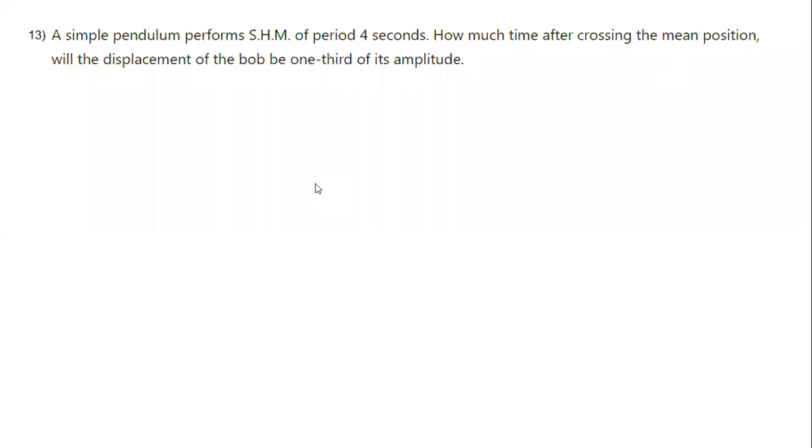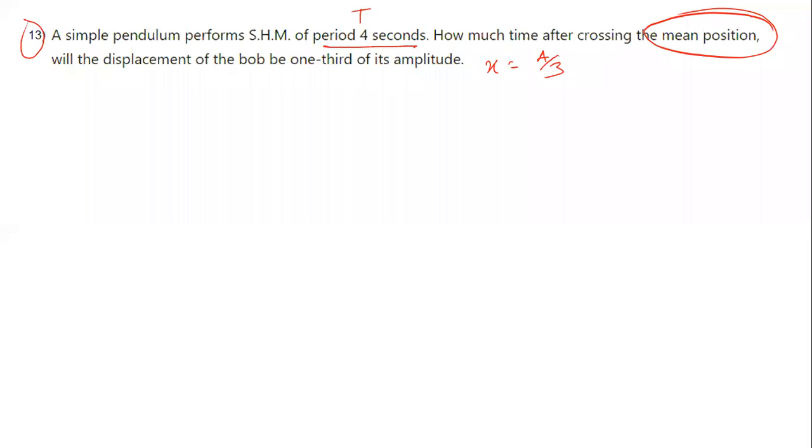Now problem number 13 from exercise. A simple pendulum performs SHM of period 4 seconds. This is capital T. How much time after crossing the mean position will the displacement of bob be 1/3 of its amplitude? So x is equal to a by 3 they given. So displacement is 1 by 3 of amplitude you can write.